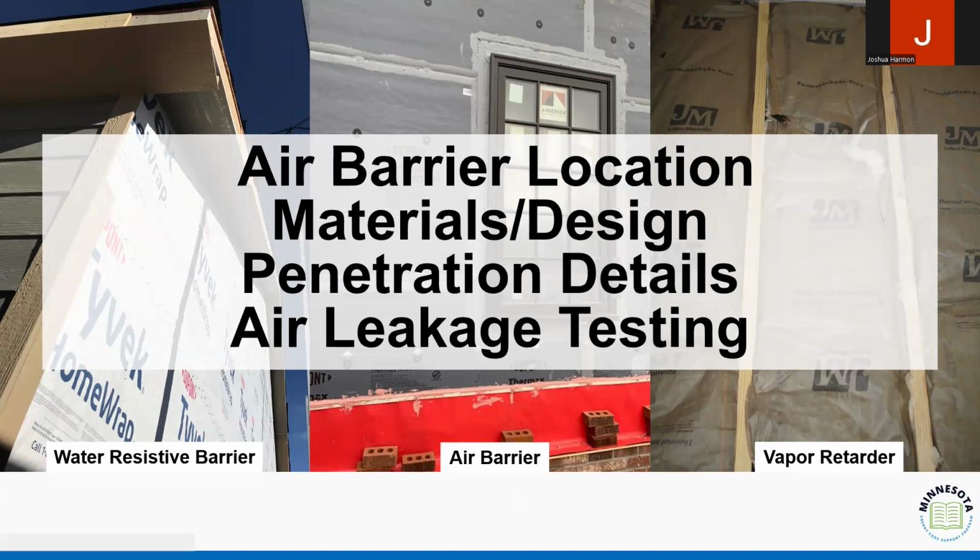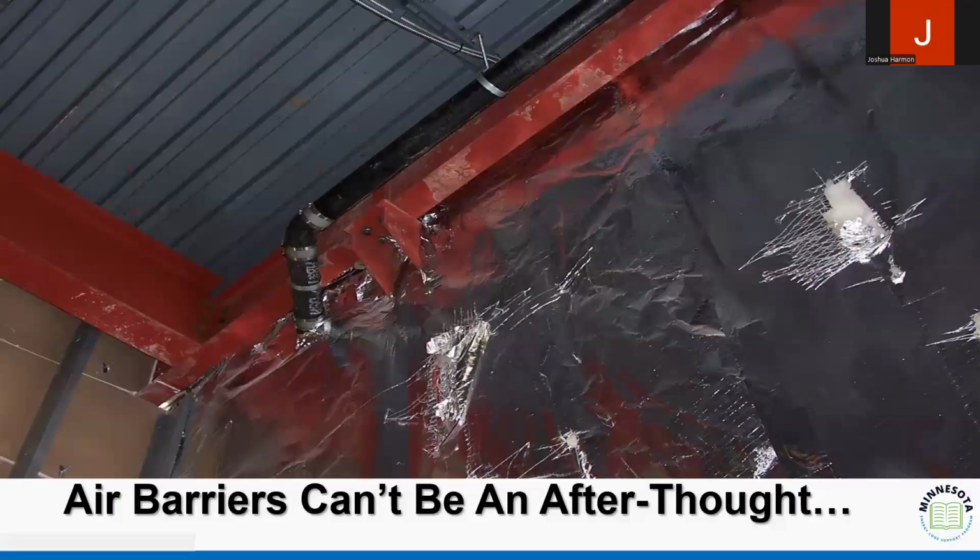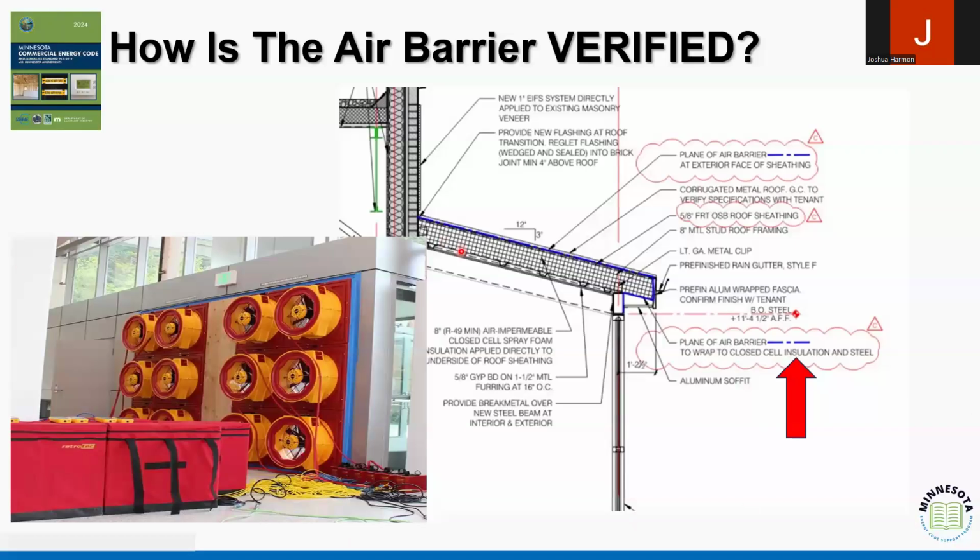We're looking at that location, looking at those materials and those designs for the penetration and the testing practices, because we don't want air barriers to be an afterthought, right? We know what we're going to see if we have this kind of a level of installation. If this is supposed to be an air barrier, well, that's not doing a very great job, right? If the foil is the air barrier. And so that's part of that process. And part of it is knowing how it's going to be verified, right?